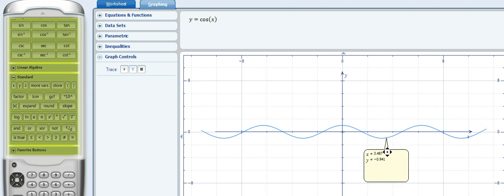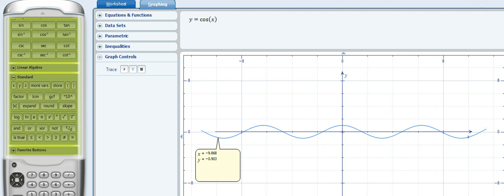At 3.14, y will be minus 1. And then if x is 2π, y will be 1 again. This is it exactly, and we repeat this part again and again, from minus infinity to plus infinity. And that's it.